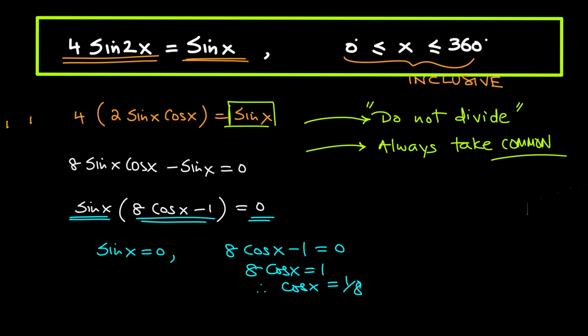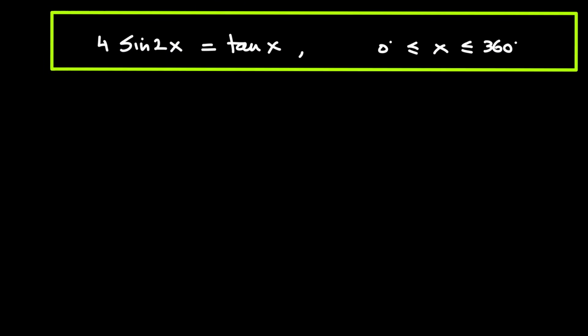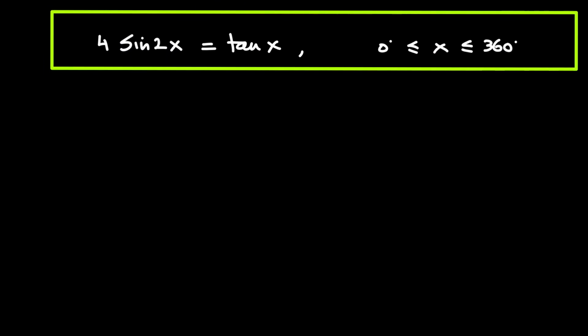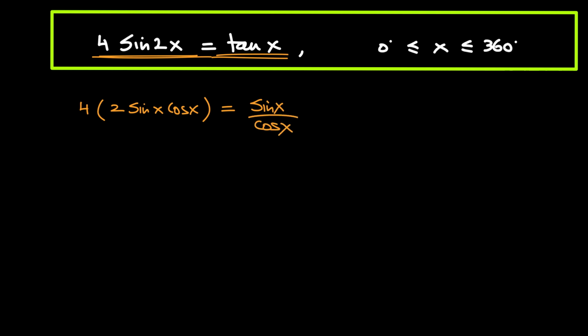That was 4 sine 2x equals sine x. Let's move to the next question. The next question is 4 sine 2x equals tangent x. 4 as it is, sine 2x is written as 2 sine x cosine x, and we can break up tangent x into sine x over cosine x. Cross multiply. So what do we have? We have 8 sine x cosine squared x equals sine x. Again, sine x is common on both sides. So what should we do?